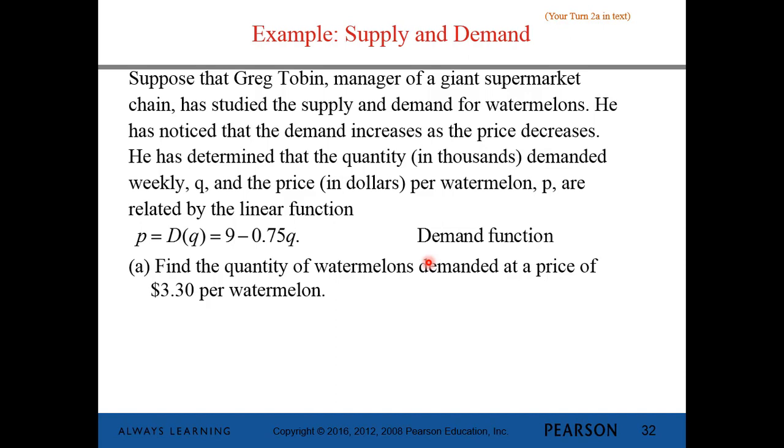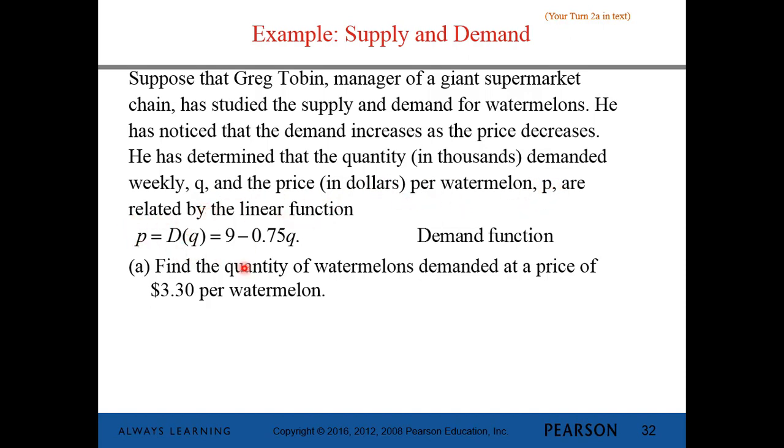In this example, it says, suppose that Greg Tobin, manager of a giant supermarket chain, has studied the supply and demand for watermelons. He has noticed that the demand increases as price decreases. He has determined that the quantity in thousands demanded weekly, Q, which is the number of watermelons demanded, and the price in dollars per watermelon, P, are related by a linear function.